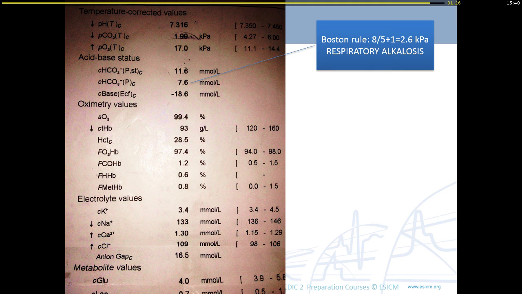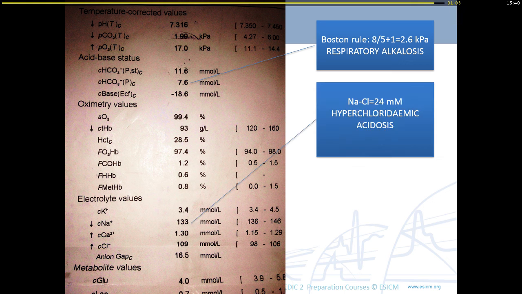The Boston rule says that with this level of acidosis, she should have a PCO2 of 2.6. But it's not the case. It's lower. So we have got respiratory alkalosis here, right? There is no doubt about it.